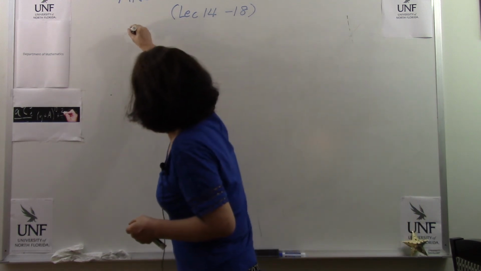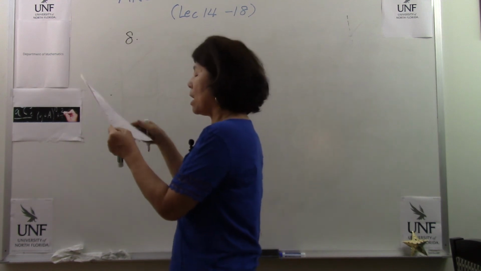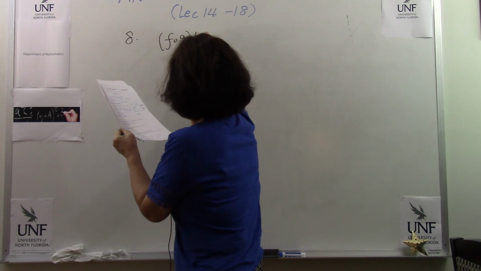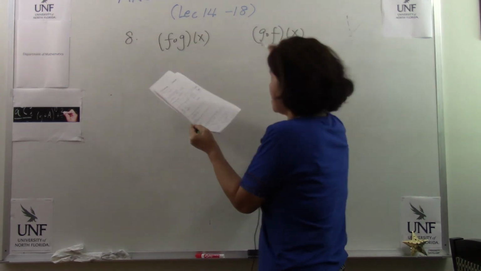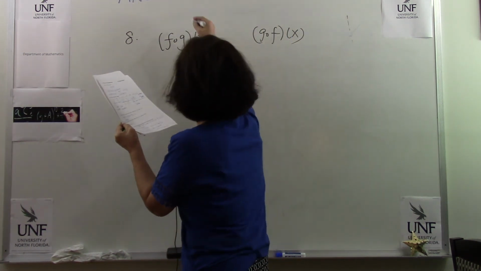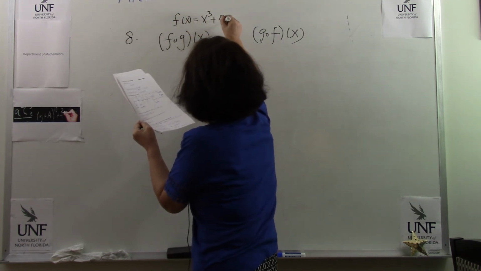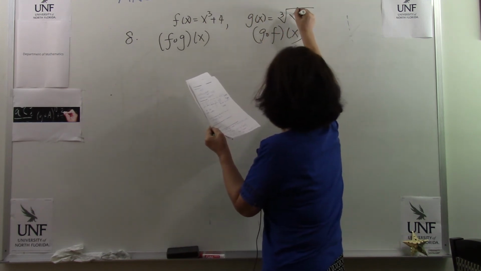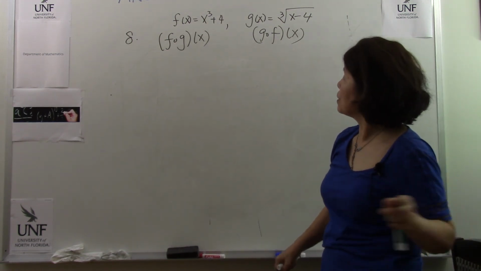Number 8 again. Again this composition problem. F circle g of x and the g circle f of x. Here, what is f and g? Here, f of x is x cubed plus 4, and the g of x is cube root of x minus 4. Okay, so given this, we are going to compute.